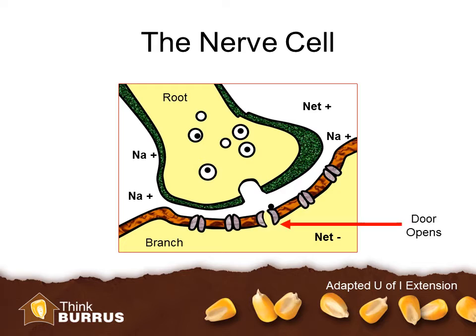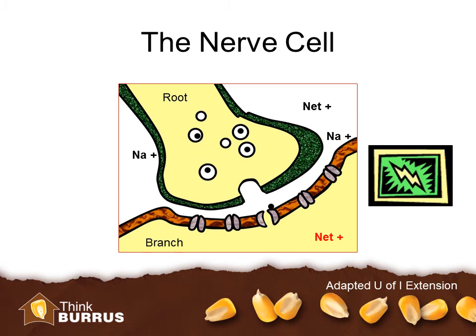Because the charge inside is different than the charge outside, positively charged sodium particles rush in and change the charge. Now when that happens, the inside of the nerve cell goes from negative to positive, and you've successfully caused this next nerve cell in the line to fire. You've successfully sent the signal to the next neuron in the chain.